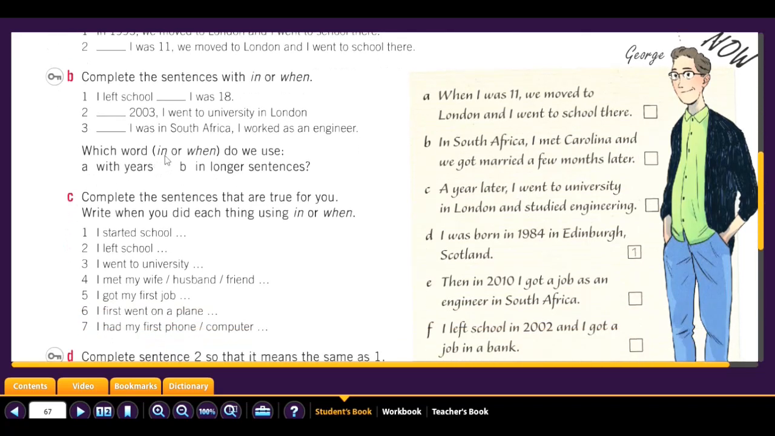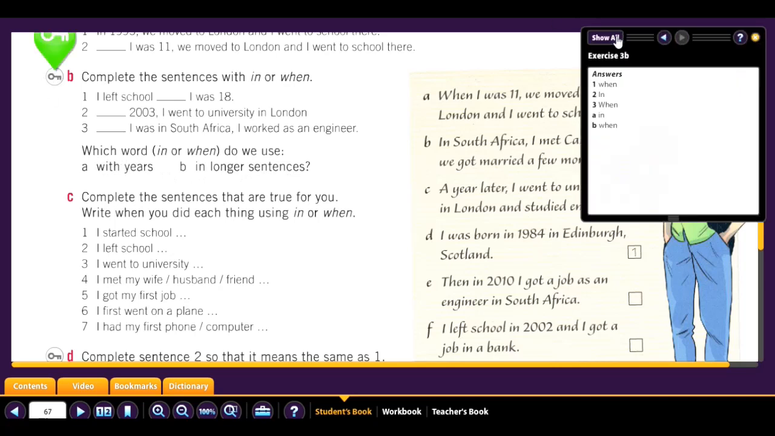Okay, which word in or when do we use with years in longer sentences? Utilizamos in con los años. In 2003. And when in longer sentences, en oraciones más largas.